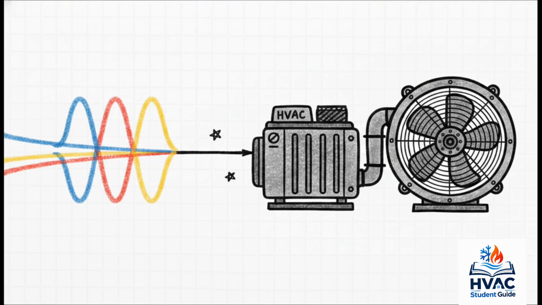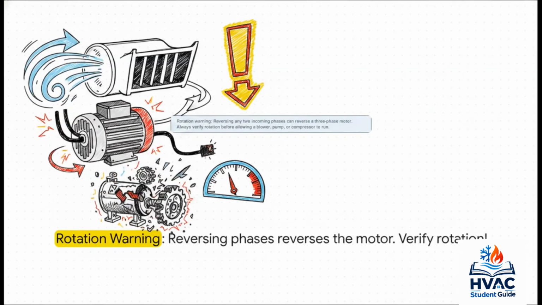and big commercial compressors. But three-phase power comes with a very specific, bold warning you need to remember. If you reverse any two incoming power phases, you will run a three-phase motor completely backward. Just imagine wiring up a massive, expensive commercial scroll compressor, firing it up, and having it run in reverse. No way. It can cause immediate catastrophic damage. You have got to verify proper rotation before you ever let that equipment run continuously.